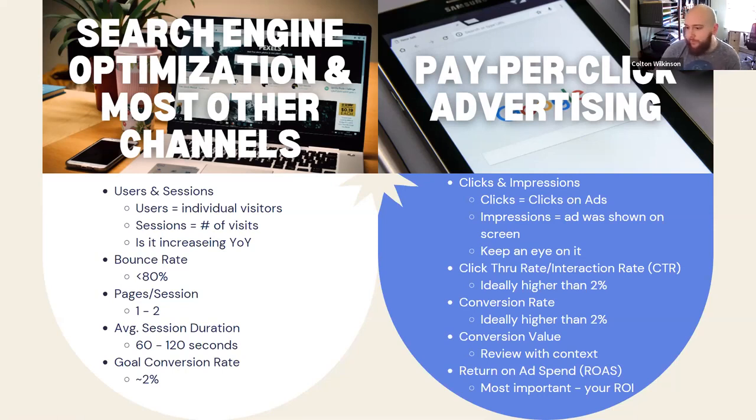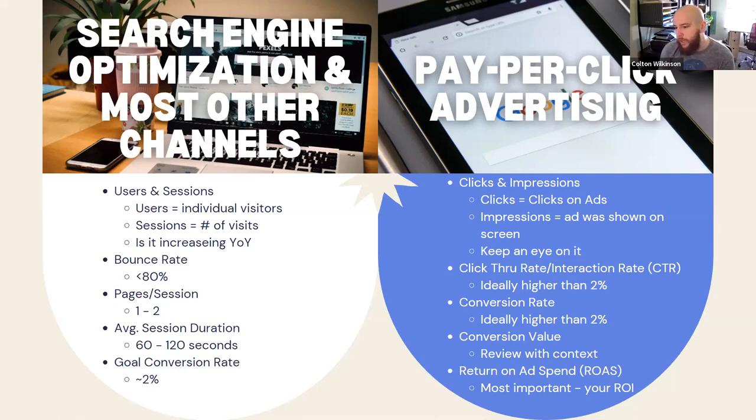Pages per session. So this is the amount of pages being visited by a user every time they visit. On average, you're going to want to shoot for between 1 and 2 pages per session. What that means is they're visiting around 2 pages every time they visit the site.